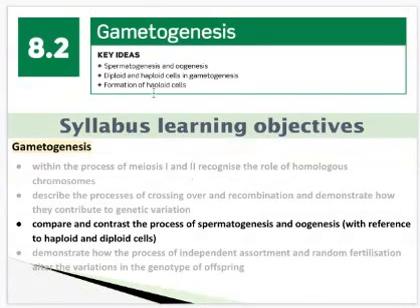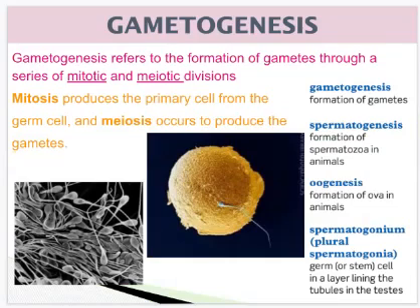little bit of time looking at gametogenesis, in particular comparing and contrasting the process of spermatogenesis and oogenesis and looking at the differences in them both and similarities. Okay, so when we are talking about gametogenesis, it does refer to the formation of gametes, sex cells, through a series of mitotic and meiotic divisions. So mitosis produces the primary cell from a germ cell, and meiosis occurs to produce the gametes.